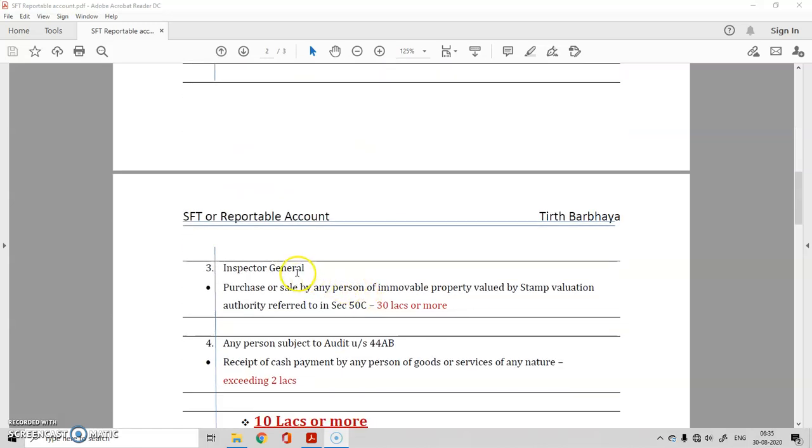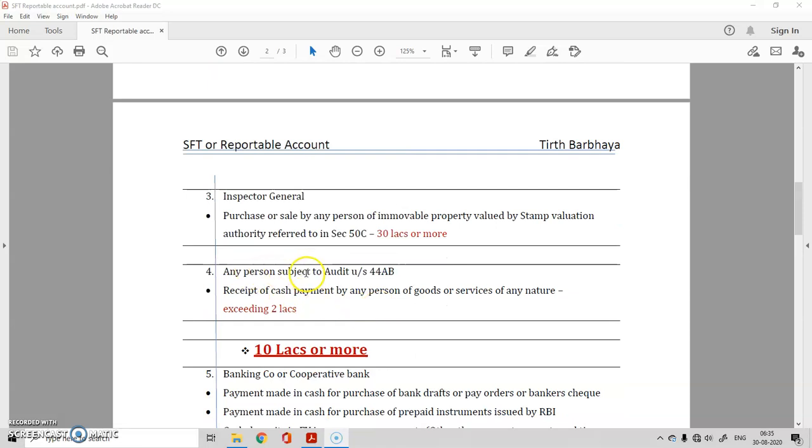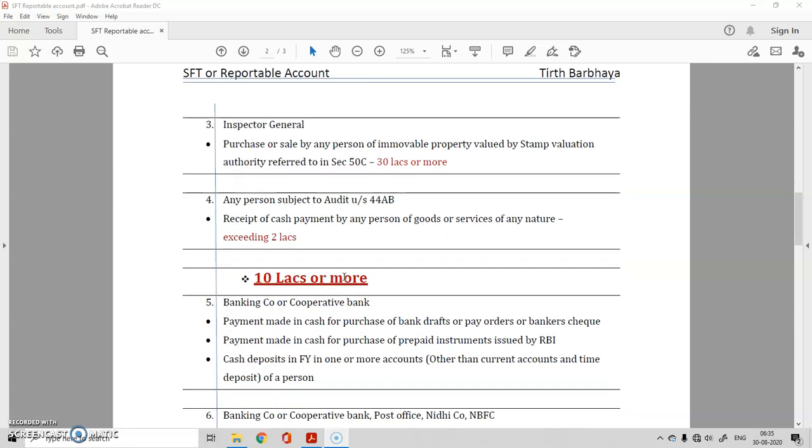Third, Inspector General. Purchase or sale by any person of immovable property valued by stamp valuation authority referred to in section 50C. In such case, the value of transaction would be 30 lakhs or more, and in such case only, Inspector General needs to file SFT or reportable transaction. Fourth, any person subject to audit under section 44AB. In such case, receipt of cash payment by any person of goods or services of any nature, if it is exceeding 2 lakhs, then such auditable person is required to file SFT or reportable transaction.